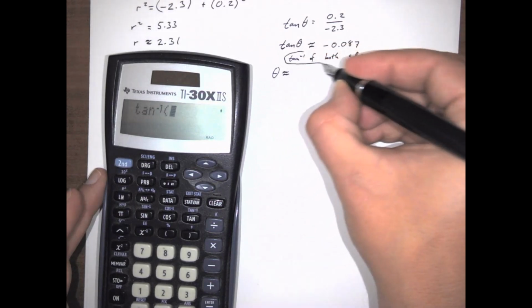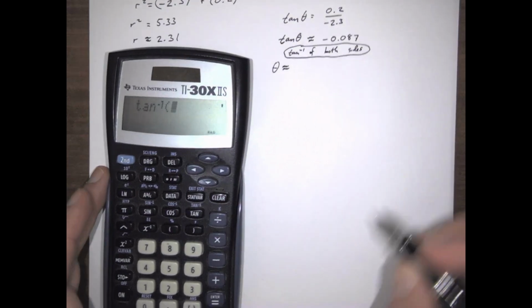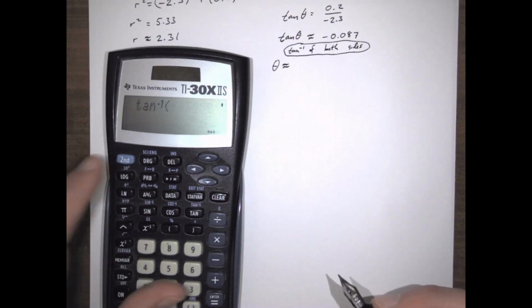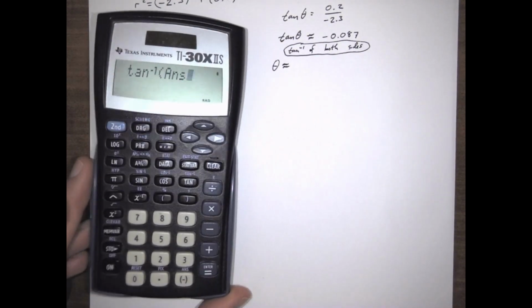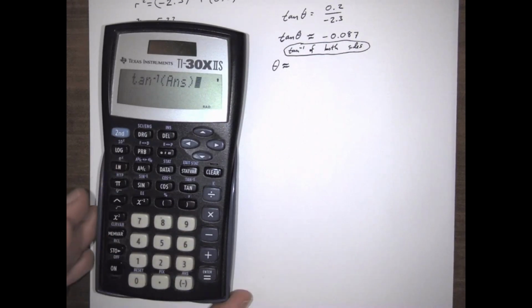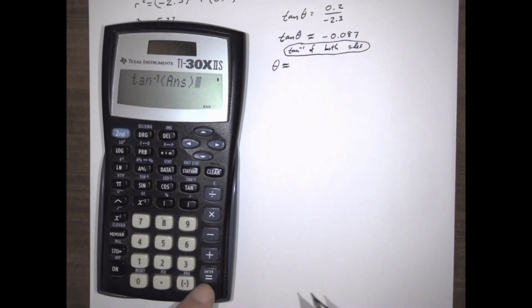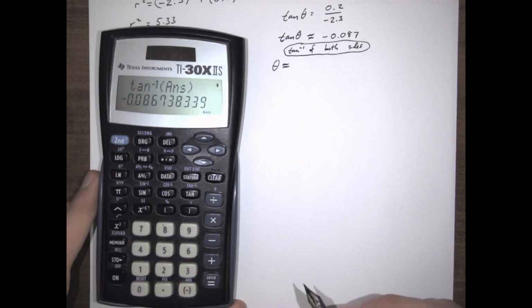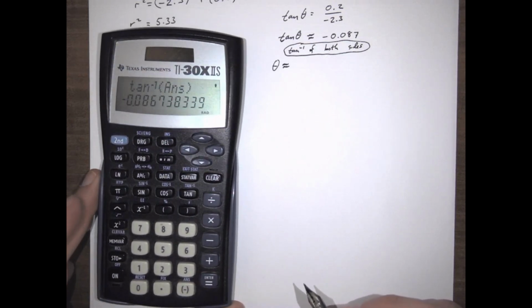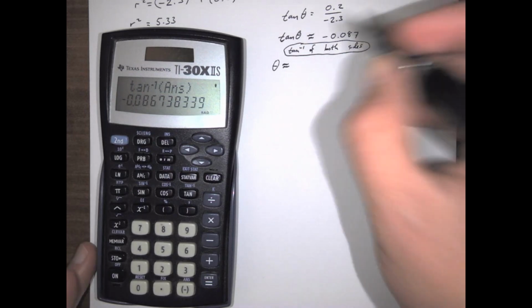So tan inverse of both sides is what we're doing here, and I'm just going to use the answer. I don't want to round it if I can help it. Rounding too aggressively can make your answers a little bit bad. And notice we get a very similar answer to what we had here. It's an interesting fact: when the angles are very small, the radian measure of the angle is very close to the value of the tangent of the angle.